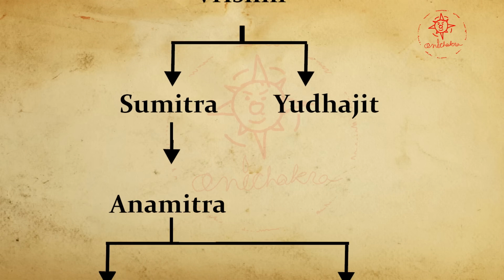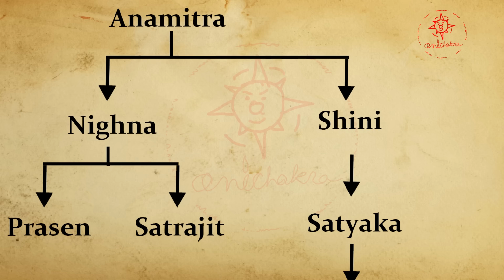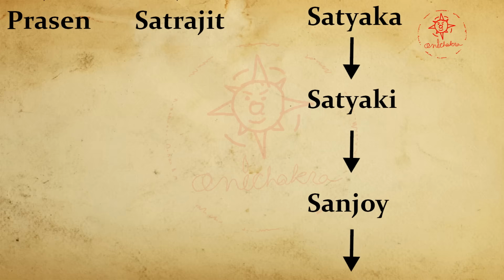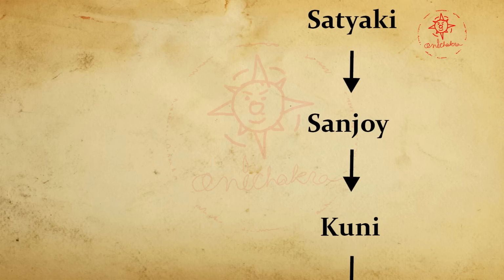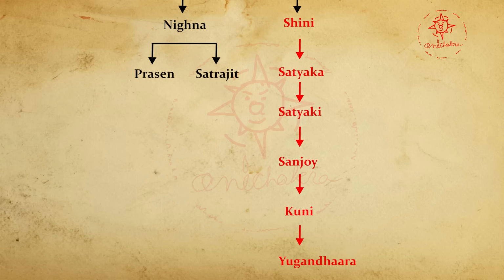Sumitra's son was Anamitra. Nighna and Shini were 2 sons of Anamitra. Prasen and Satrajit were 2 sons of Nighna. Shini's son was Satyak. From Satyak, Satyaki. From Satyaki, Sanjay. From him, Kuni. Kuni's son was Yugandhar. Shini's descendants were known as Shanya.